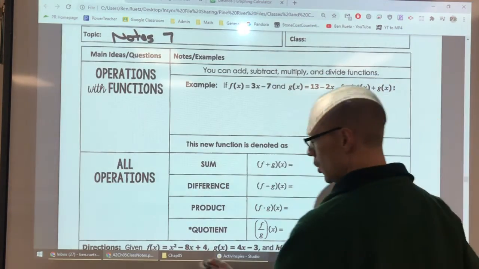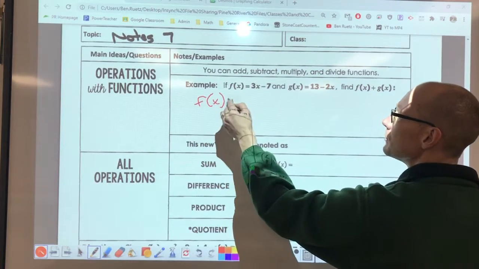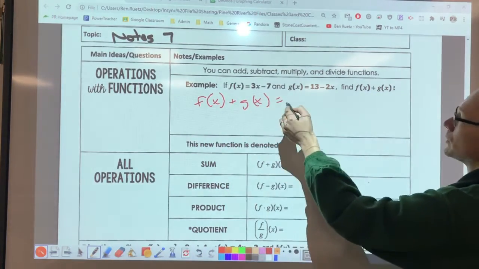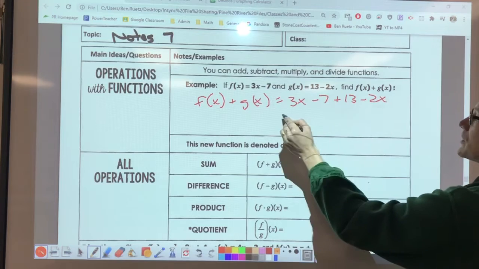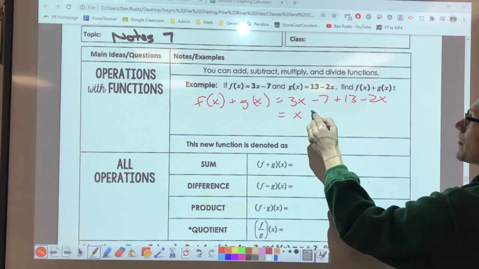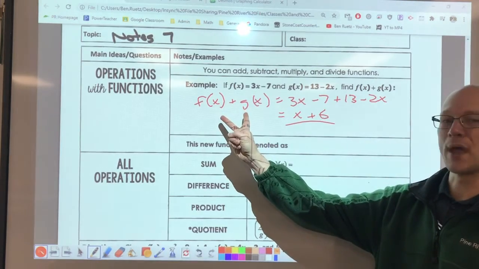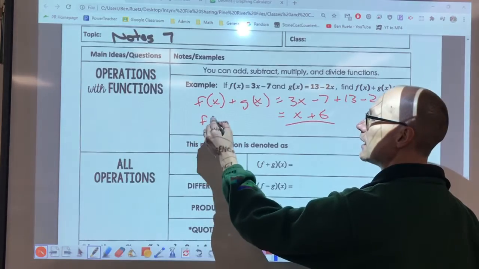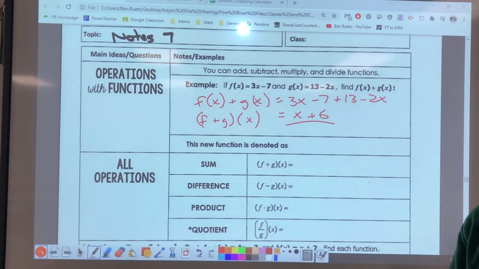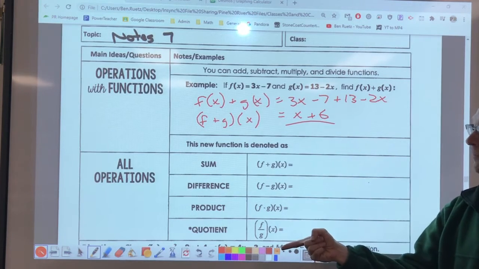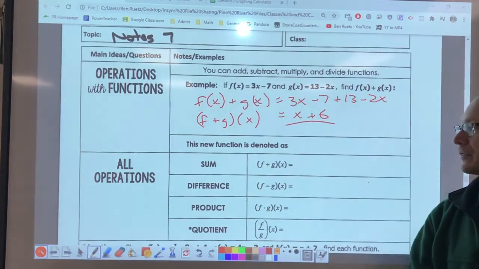Well, sure I could. All I would get when I add them together is f of x plus g of x equals 3x minus 7 plus 13 minus 2x. That could simplify out. That's x plus 6. But the people in that big great building said, this is too much to write. Why don't we simplify this to say f plus g of x? And the notation then has been given to us. So all this means is you're taking the two individual rules and adding those together with that input of x.